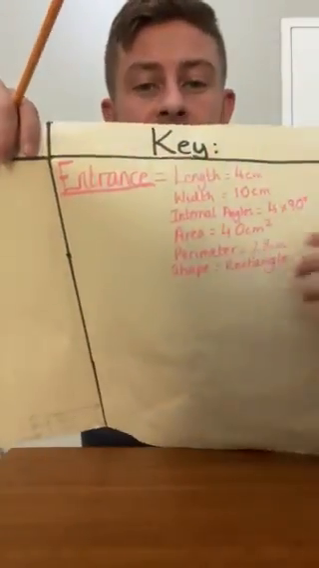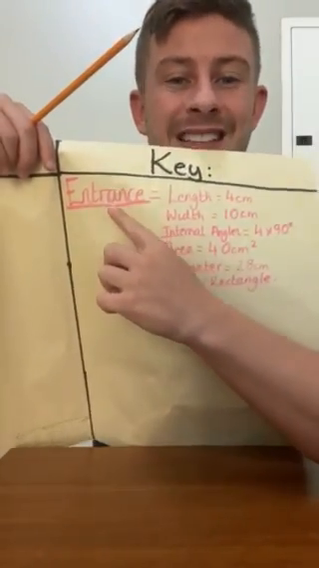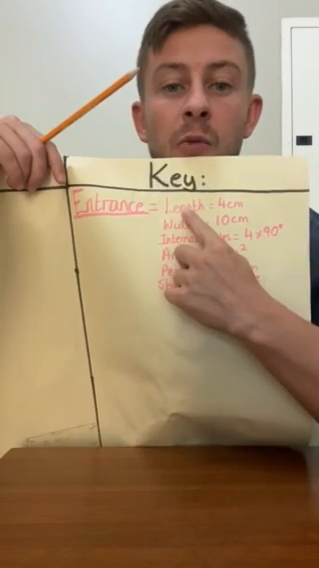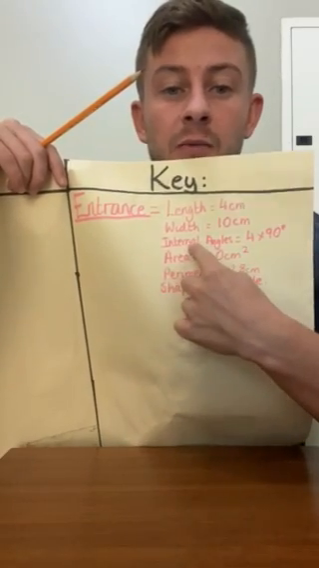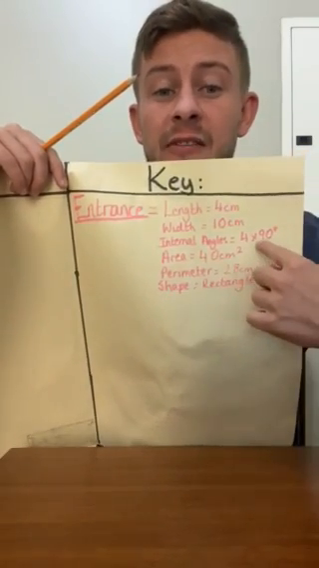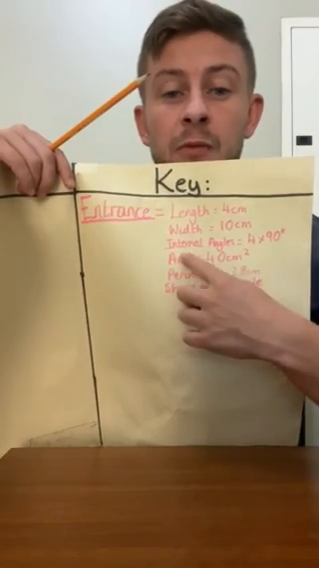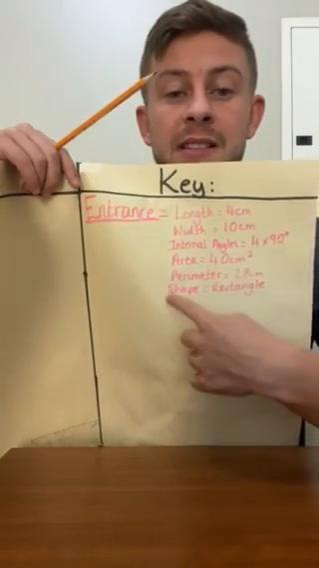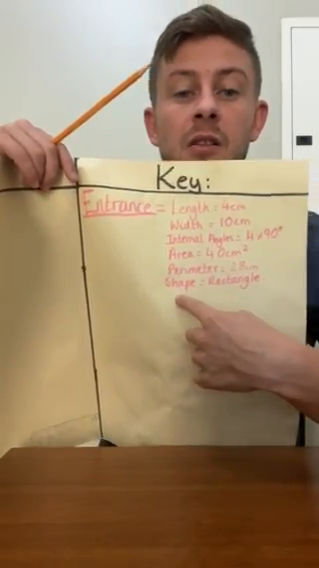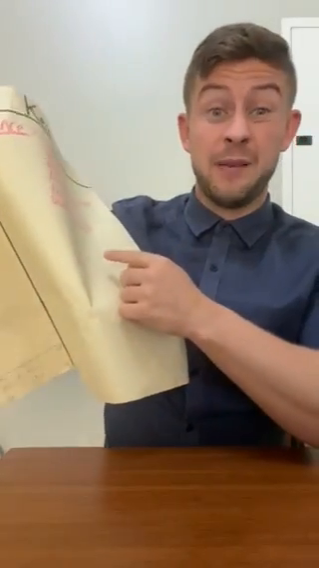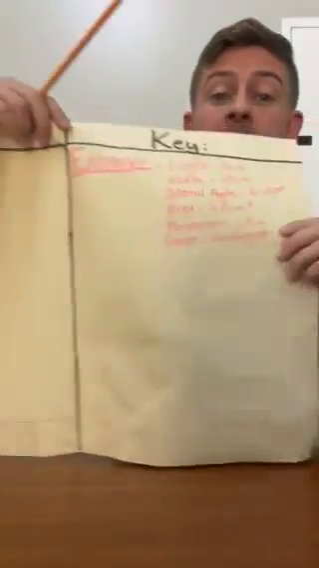I've then also recorded that information over here. So I've labelled it. What part is it? It's the entrance. What's the length? What's the width? What are the internal angles inside? I have 4 lots of 90. What's the area? What's the perimeter? And what is the shape itself? It is a rectangle. I could have put a regular rectangle as well. Now, that is step 3.